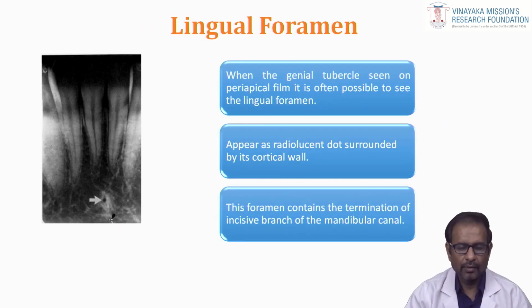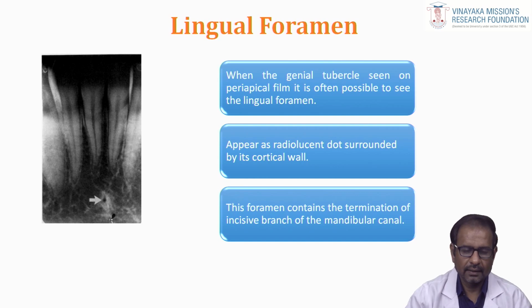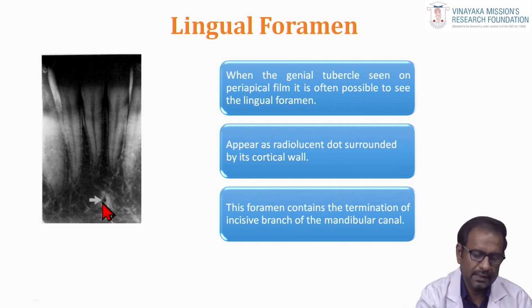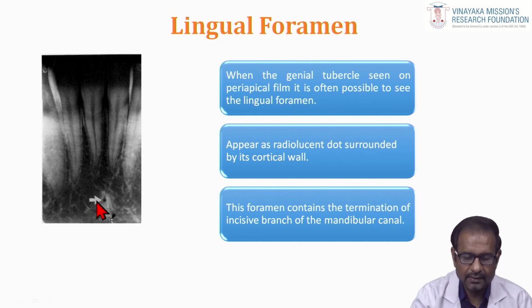Next is the lingual foramen. When the genial tubercle is seen on the periapical film, it is often possible to see the lingual foramen. The lingual foramen is present here. This is a small round radiolucent area, surrounded by its cortical wall.